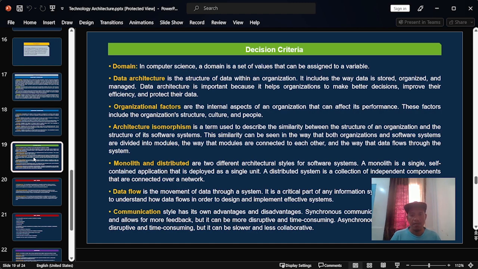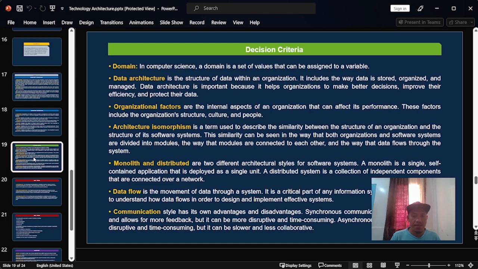Okay. Organizational factors are the internal aspects of an organization that can affect its performance. These factors include the organization structures, culture, and people. So may mga factor in an organization that can affect the performance.